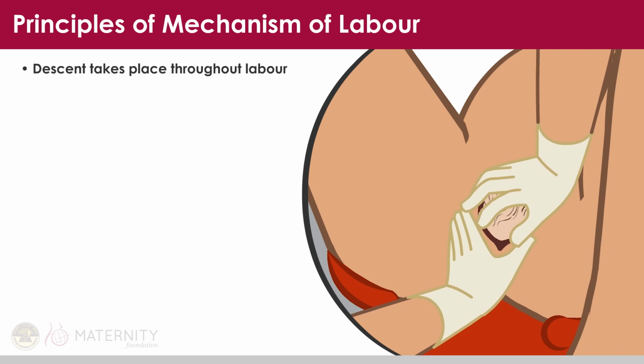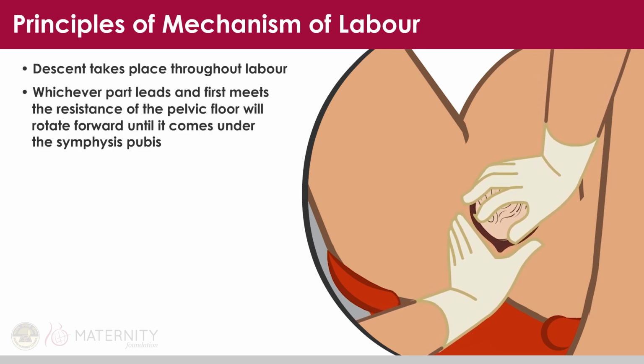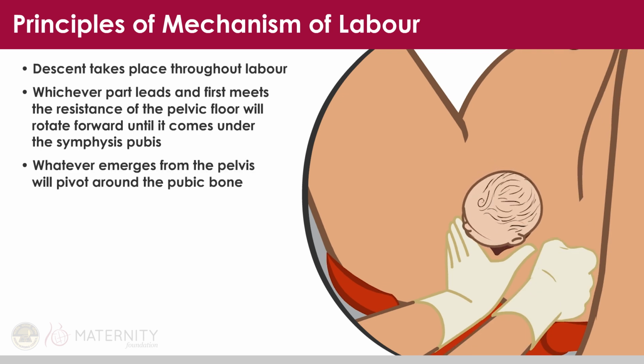Principles of mechanism of labor. Descent takes place throughout labor. Whichever part leads and first meets the resistance of the pelvic floor will rotate forward until it comes under the symphysis pubis. Whatever emerges from the pelvis will pivot around the pubic bone.